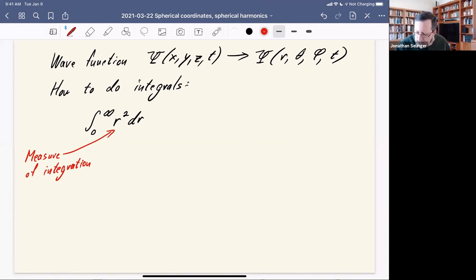Likewise, now we have to integrate over theta. And we do that by integrating from the North Pole, where theta is 0, to the South Pole, where theta is pi. And the measure of integration has a factor of sine theta times d theta, for the same reason that there's a factor of r squared.